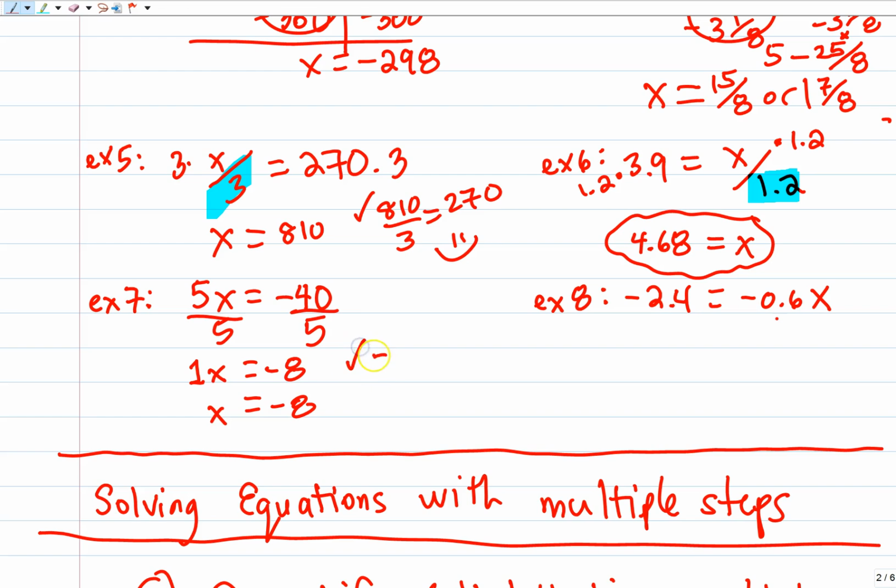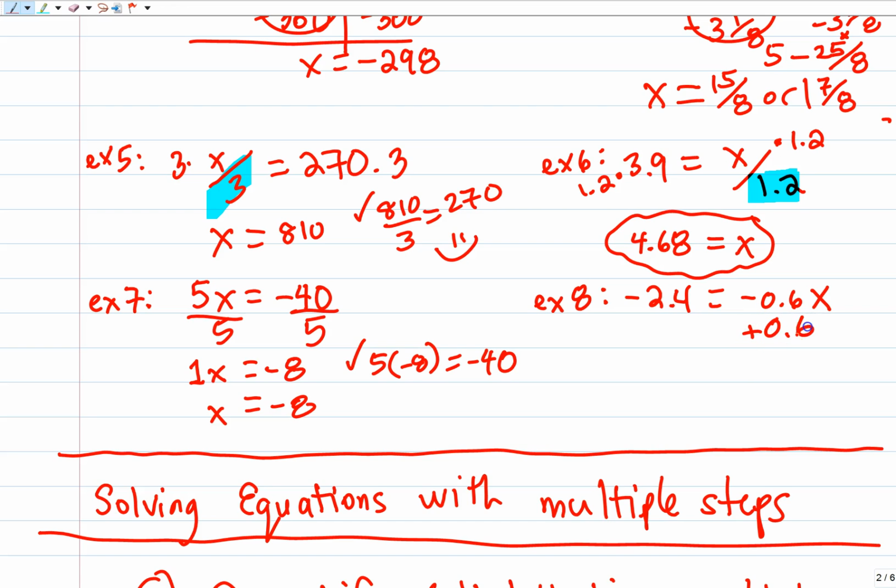And you could check it. Does 5 times negative 8 make negative 40? Hey, we're doing pretty good. Last but not least, what's happening to the x?